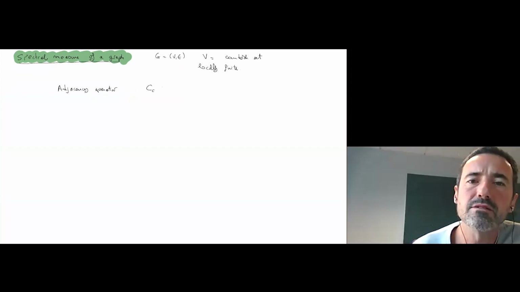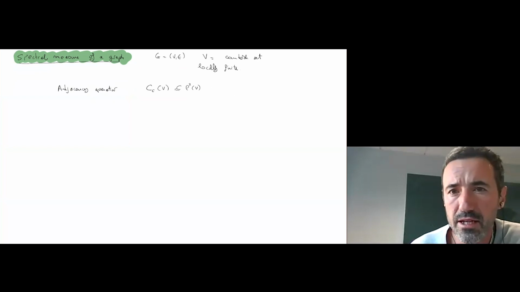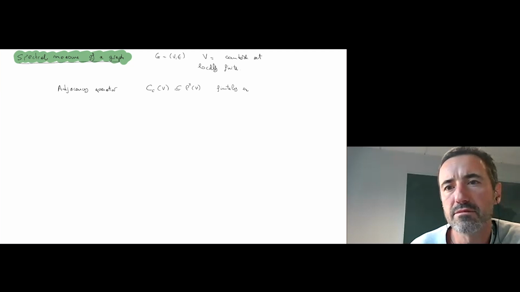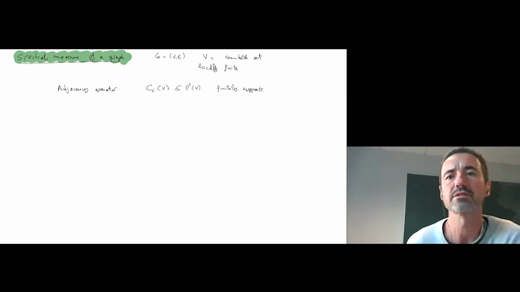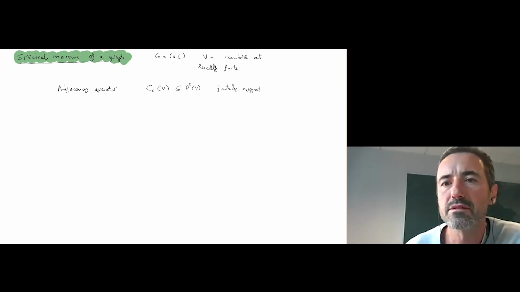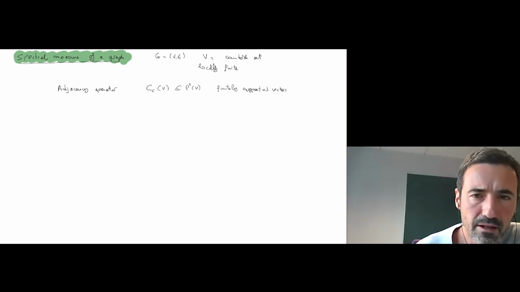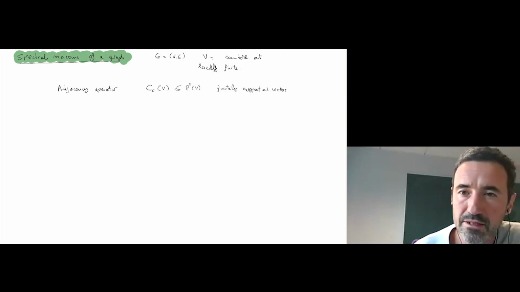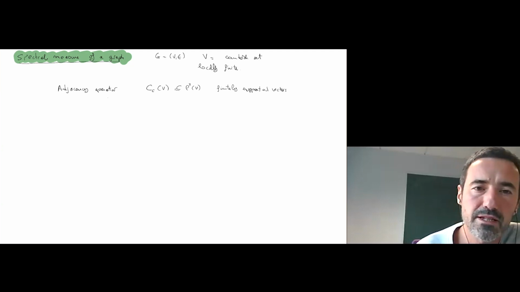You can define it as follows. You define Cc of V, which is a subset of L2 of V, the square integrable functions indexed by V, the countable set. This is the set of finitely supported functions, finitely supported vectors. You can speak about vectors or functions. So you define the set of finitely supported vectors, which can be denoted by Cc of V.